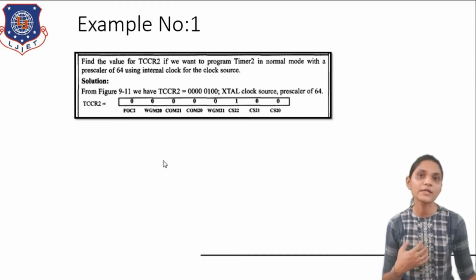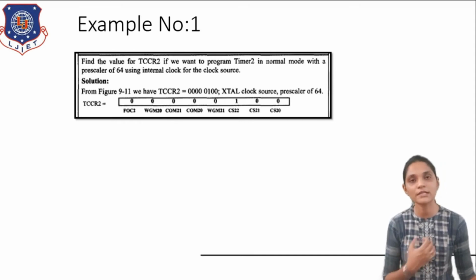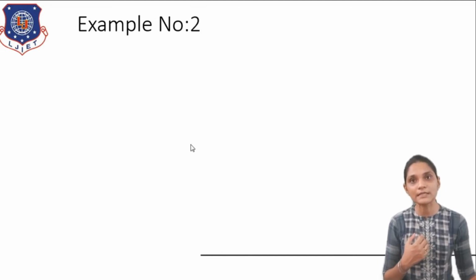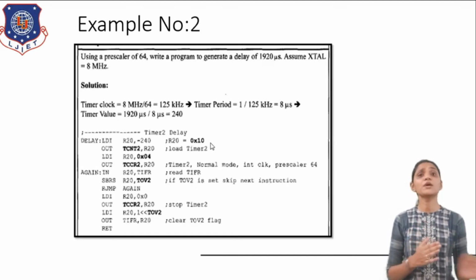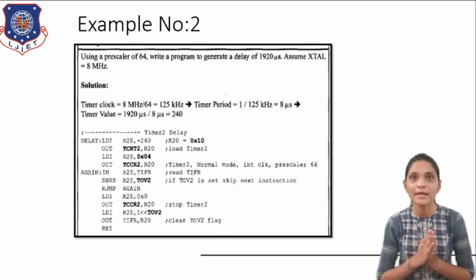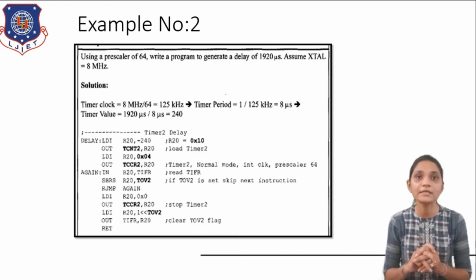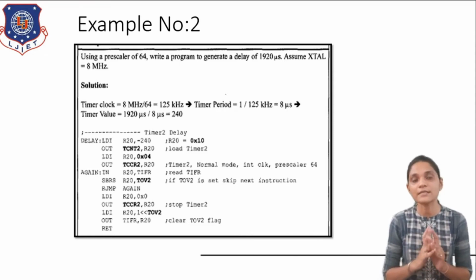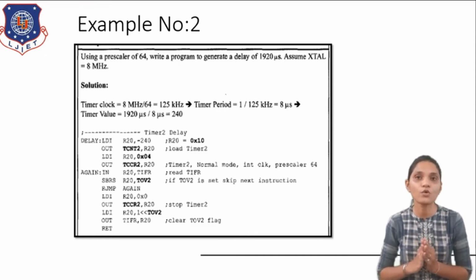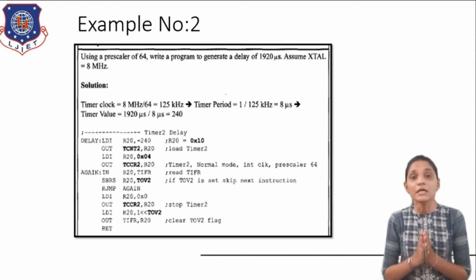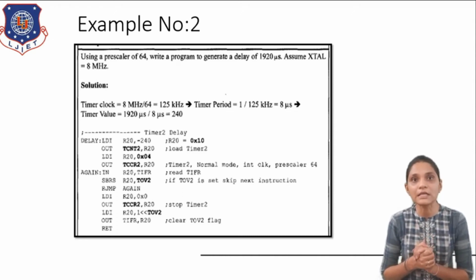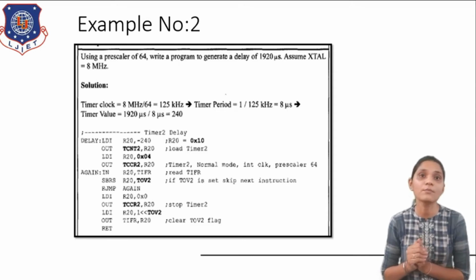Instead of 64, if you want another pre-scaling, then you have to select the bit pattern for the last 3 bits accordingly. Now let us see another example in which we have to use a pre-scaling of 64 and write the program to generate a delay of 1920 microseconds, assuming a crystal frequency of 8 megahertz. So here we have to write just the code for the delay, and the delay is 1920 microseconds.